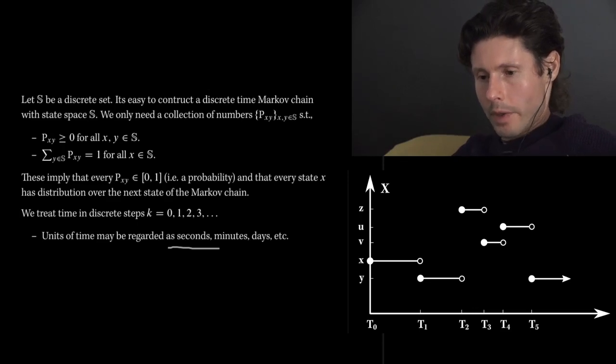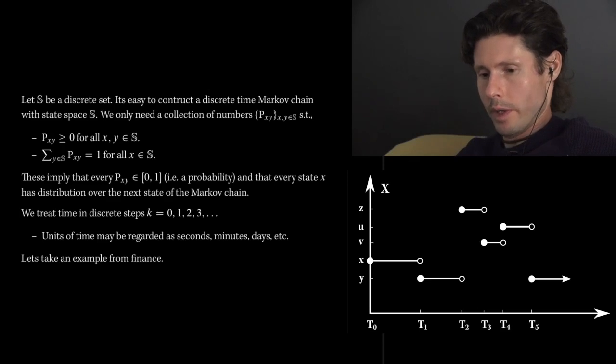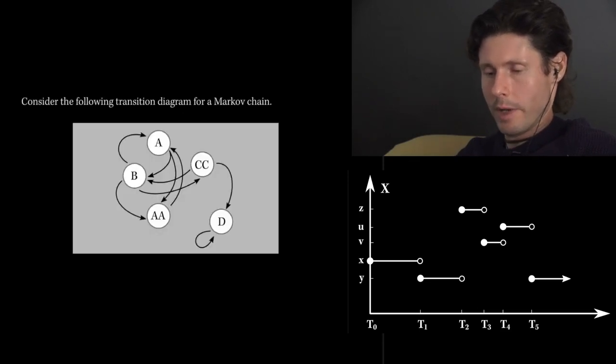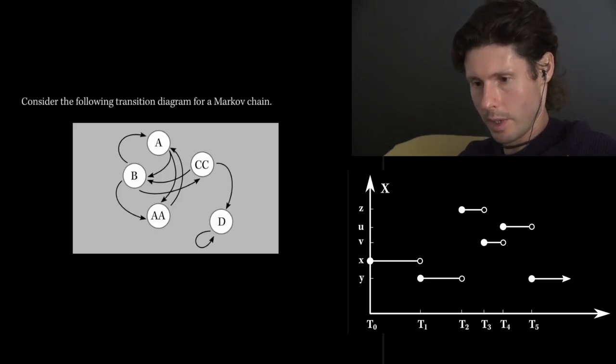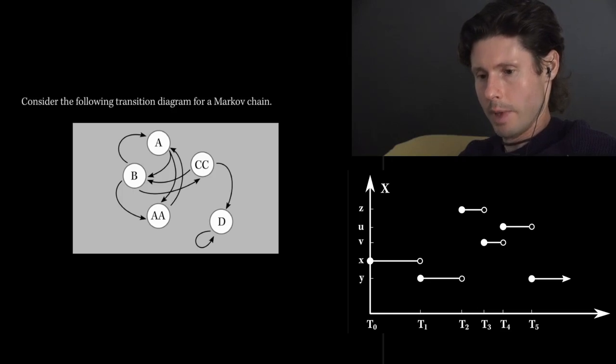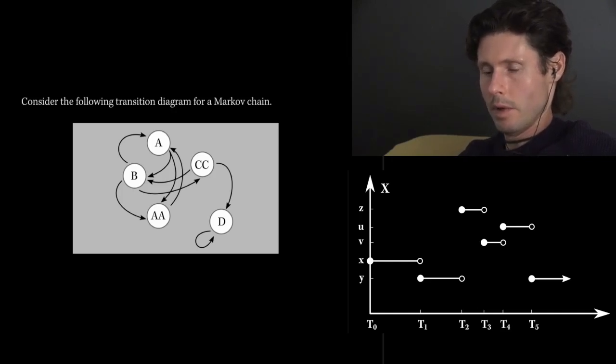So, the answer to this is going to be continuous time. And we're going to try to motivate that with an example. I'll take one from finance. So this is a transition diagram for a Markov chain. It turns out that continuous time chains will also have transition diagrams. Here, the state space clearly is made up of A, B, AA, CC, and D. So those are all the states. And the transition diagram, of course, lists the non-zero transition probabilities.